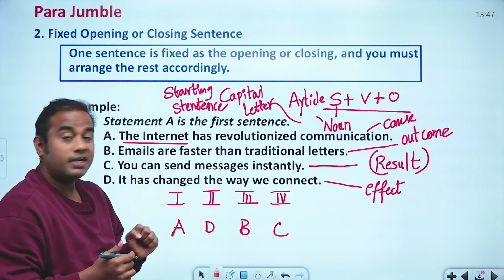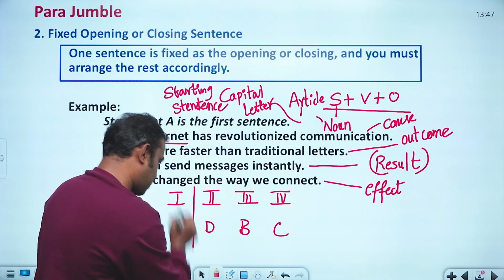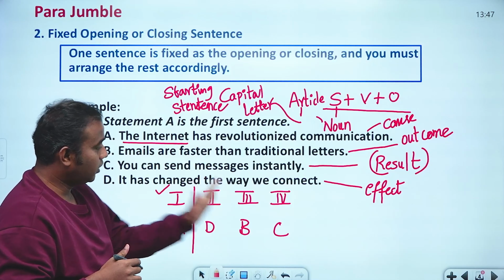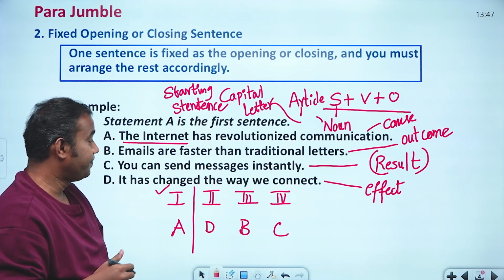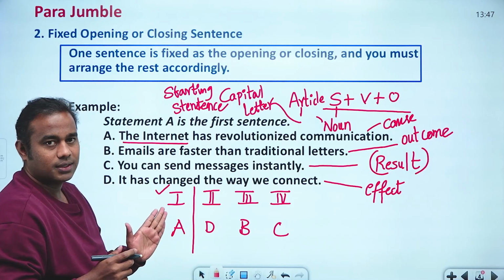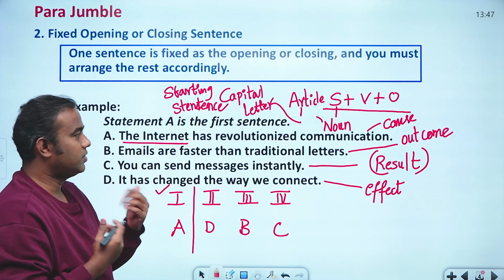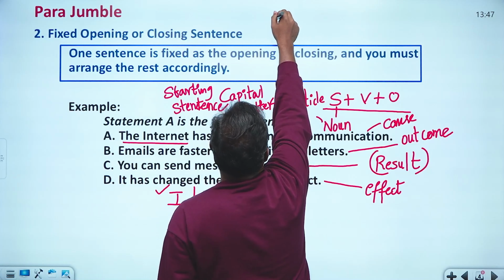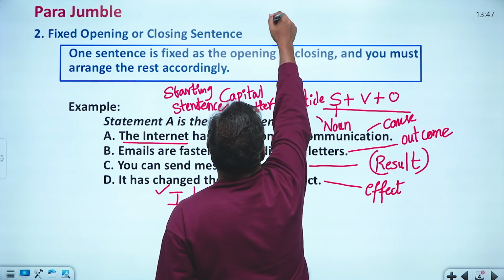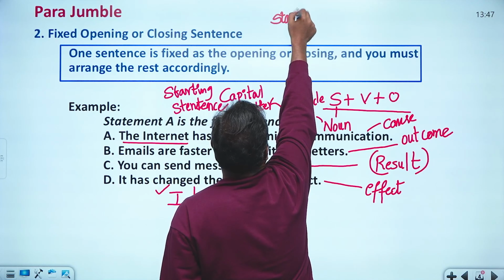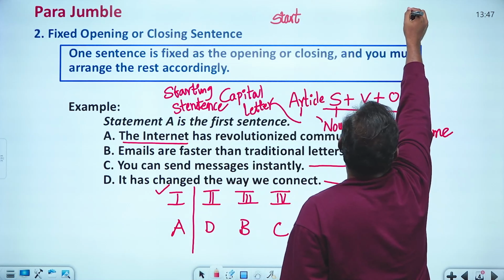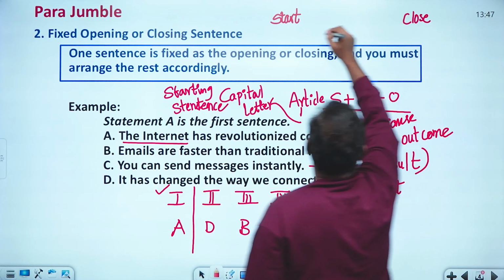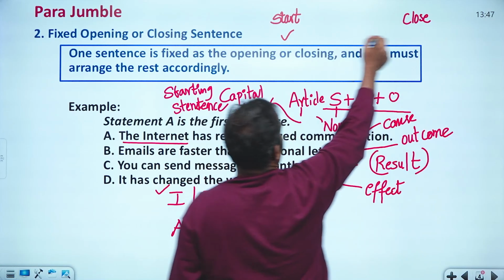One advantage for you is that here the first sentence is fixed. Sometimes the end will also be fixed. These logics are like opening and closing statements. So what to say, start point and finish or close point. Start, close or finish. First you identify these two.